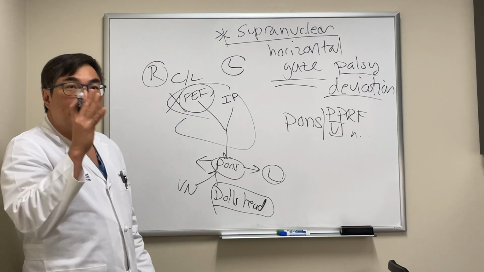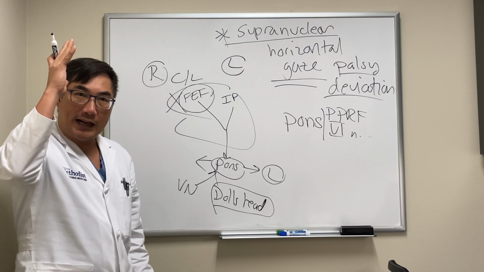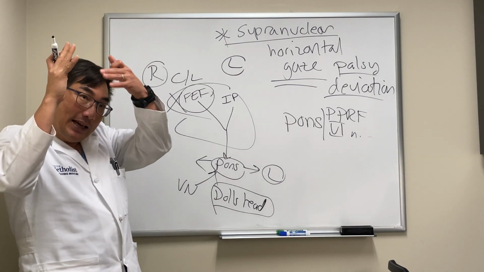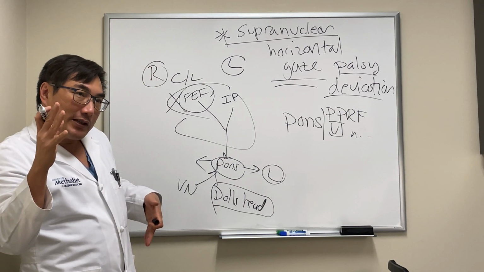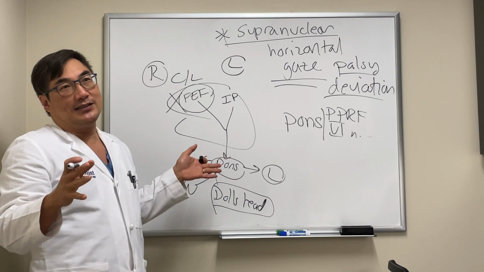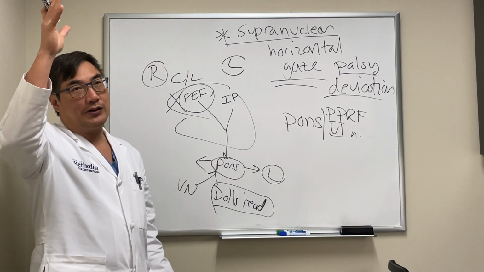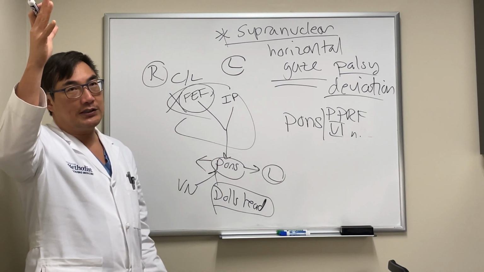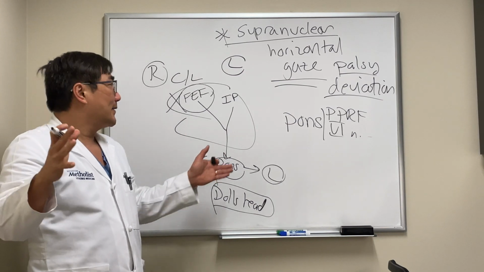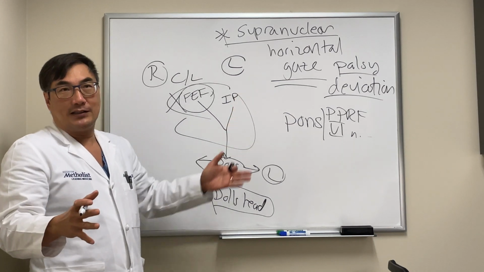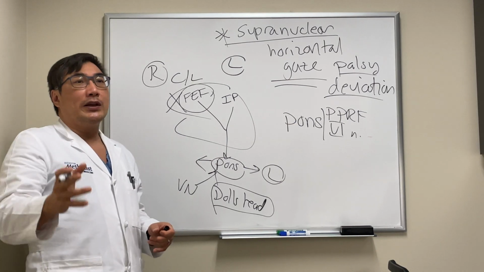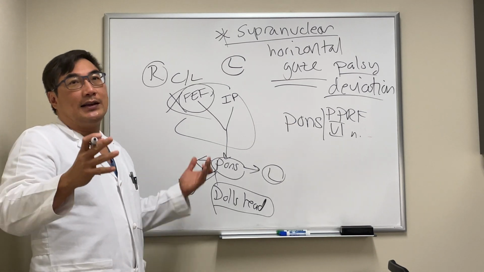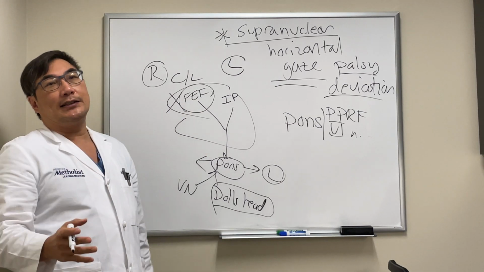If you have an irritative lesion in the right frontal eye field, that will stimulate, because it's a seizure, the left sixth nerve nucleus, and so the eyes will be directed to the left. So a stimulatory seizure irritative focus in the right frontal eye field will push the eyes with a gaze preference to the left, and a destructive lesion on the right will be unable to look to the left, and so you'll be looking at the lesion.